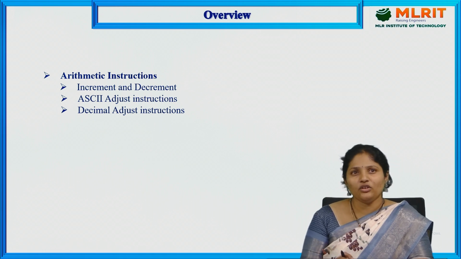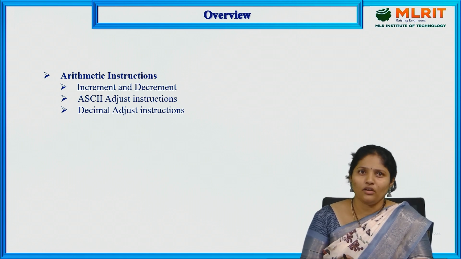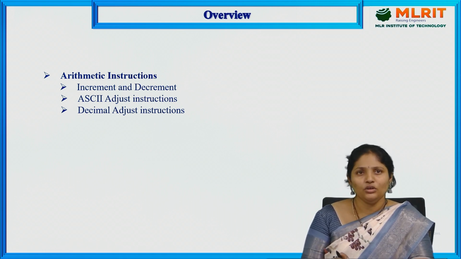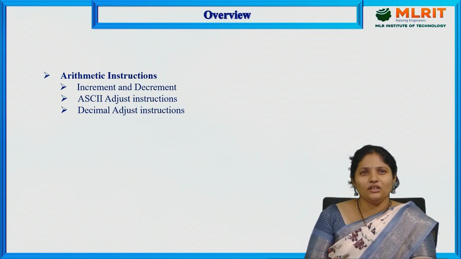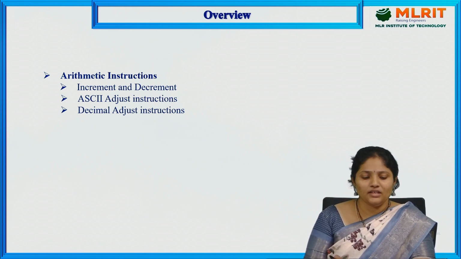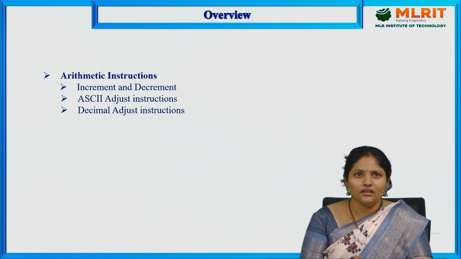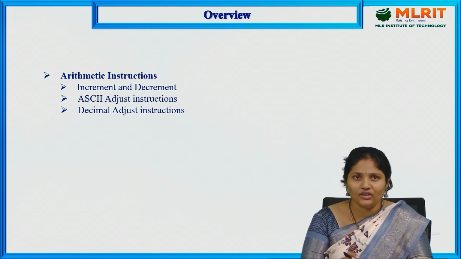The first part of this instruction set has already been explained in the previous video. Do watch that video. In this video, I'm going to explain the arithmetic instructions present in the 8086 microprocessor. The overview of the topics is increment and decrement operations, ASCII adjustment instructions and decimal adjustment instructions present in 8086.